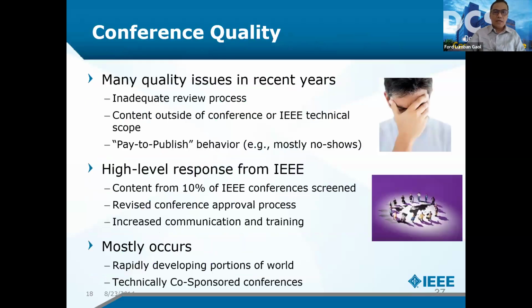And conference quality is an important one, as mentioned by Jillian before, that there are many quality issues. For instance, the root is inadequate review processes, content outside the conference or IEEE technical scope, or many people just want to submit the paper and pay for it without any presentation. This is the issue about quality. And of course, content from the 10% of conferences screened. It means you have to look carefully. IEEE provides some observations from all of the conferences. And this becomes important as well.